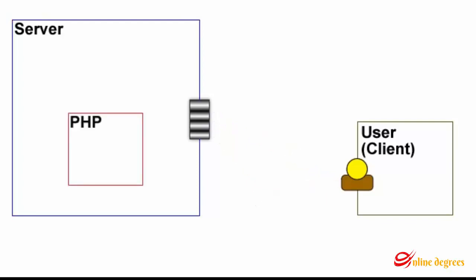Now let's look at what happens when we request a PHP file. For this example, let's call it index.php. This time, notice a small square inside the large server square. PHP is installed on this server, and the smaller square represents the PHP interpreter, which runs with the server. As the user requests this page, instead of sending us a static HTML page, the server is going to hand off index.php to the PHP interpreter installed on the server.